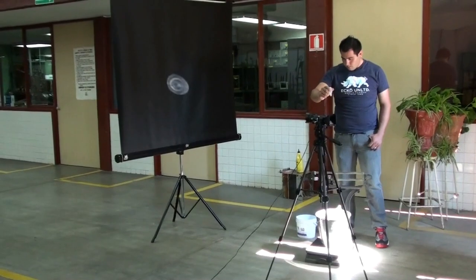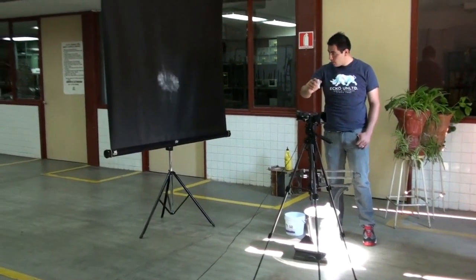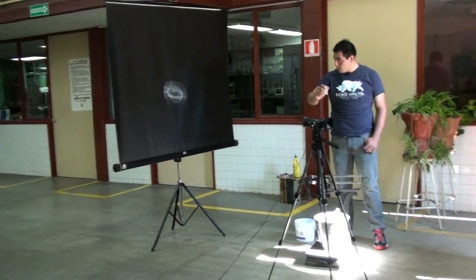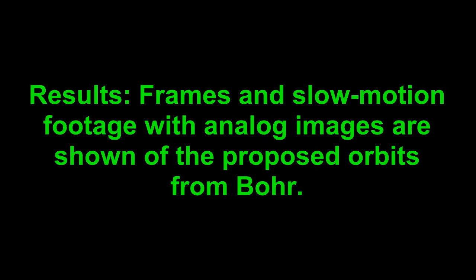Experimental model and used equipment. Stage 1. Results, frames, and slow motion footage with analog images shown of the proposed orbits from Bohr.